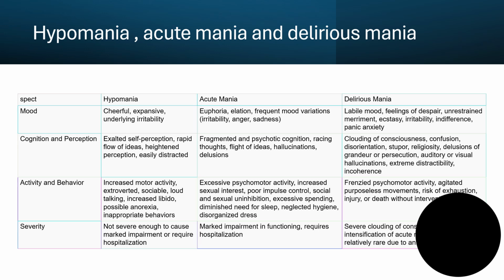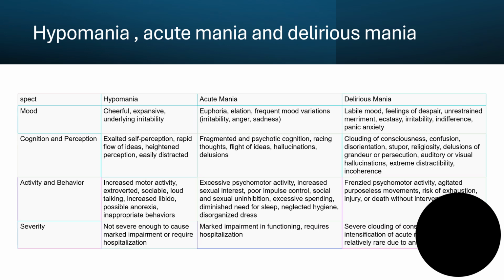In delirious mania, they have a frenzied psychomotor activity, which is very excessive activity, agitated, purposeless movement, with risk for exhaustion. They are moving so much, they might be pacing so much, they may get exhausted because they don't sleep. They don't feel a need to sleep. And if they do not sleep for a few days, they may become exhausted and die. So injury, death, if we do not do any intervention. So it is necessary to give them sleep medication at this stage.